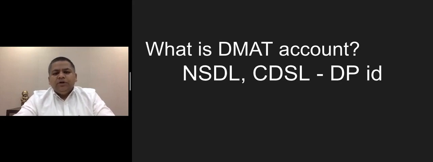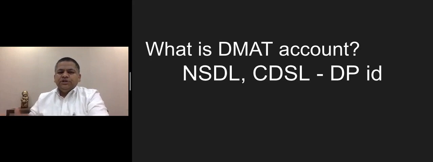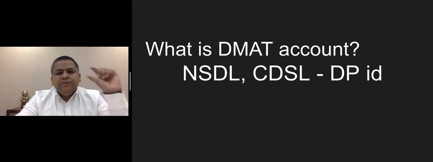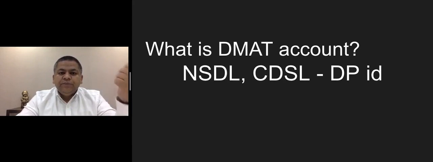So a DMAT account is your bank account of shares. Every time you go and buy shares, they get deposited there. There are two depositories, NSDL and CDSL. They give you a DP ID, which is more like the bank account number you get at a bank. Here you get a DP ID in which your shares get stored.